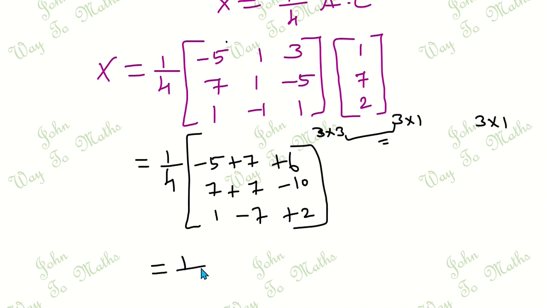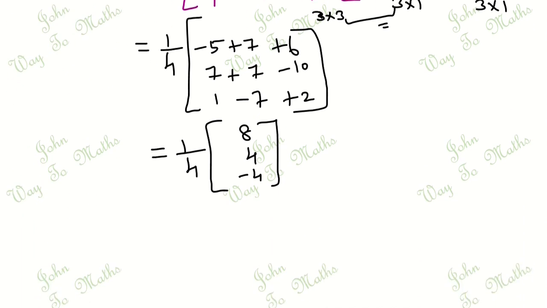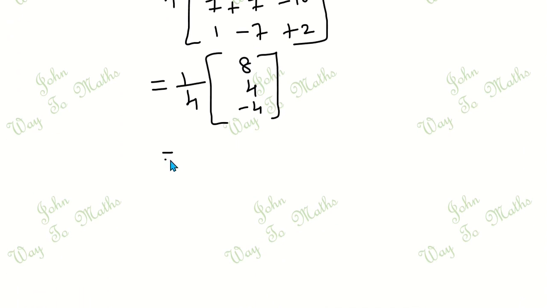which is equal to 1 by 4 of, so here 7 plus 6 becomes 13, so 13 minus 5 becomes plus 8. Then 7 plus 7 becomes 14, 14 minus 10 becomes plus 4. Then 1 plus 2 becomes 3, so 3 minus 7 becomes minus 4. Then here I'm going to multiply 1 by 4 into the matrix, so 8 by 4, then 4 by 4, then minus 4 by 4.